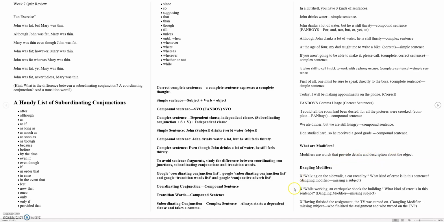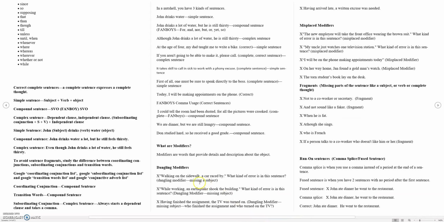Okay, so a dangling modifier means that it's missing a subject. So, walking on the sidewalk, a car raced by. What kind of error is in the sentence? It's a dangling modifier because the car cannot walk on the sidewalk. It would be a person that walked on the sidewalk, and since the sentence doesn't say who walked on the sidewalk, therefore it's a dangling modifier.